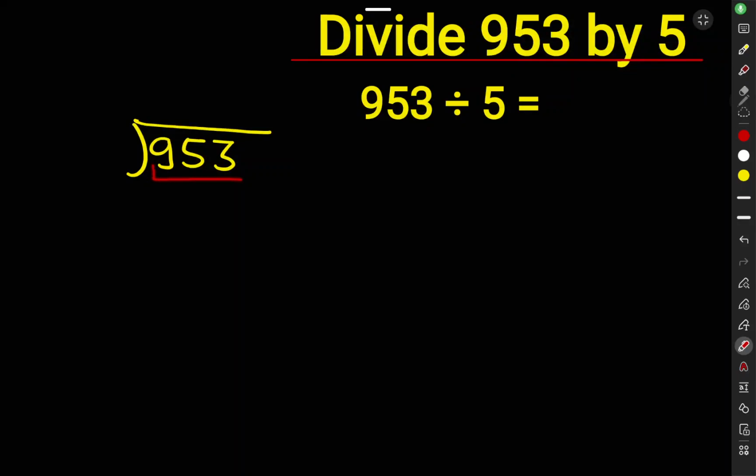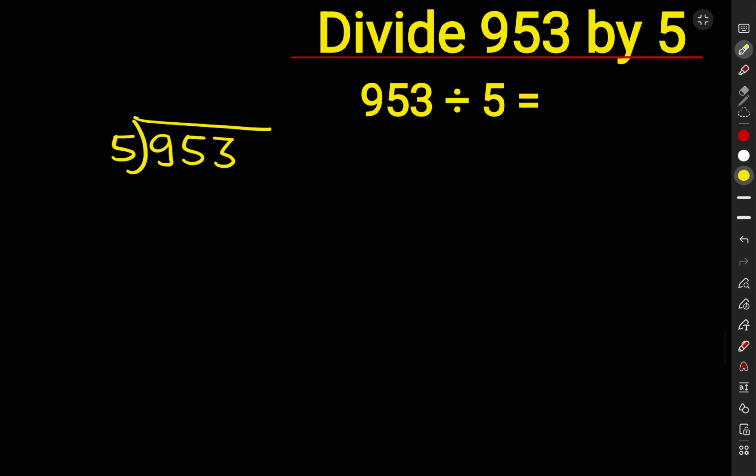Divide 953 by 5 in long division method. 5 times 1 is 5. On subtracting we get 4. So now we put down this 5 and it is 45.